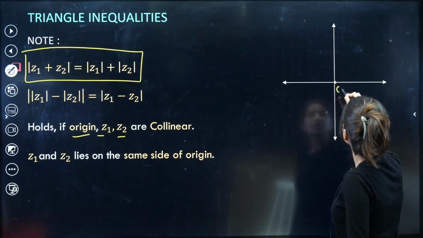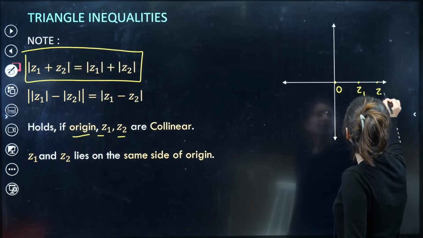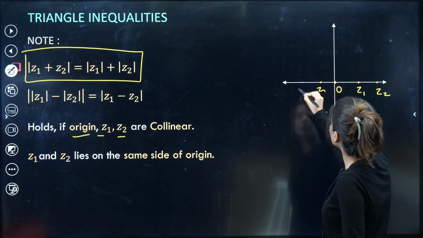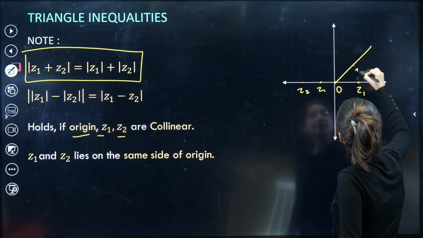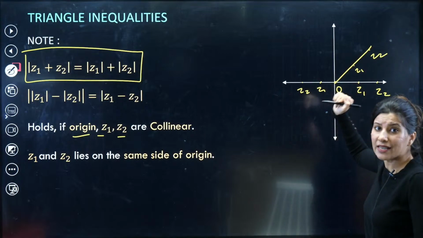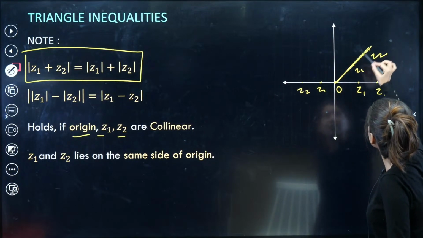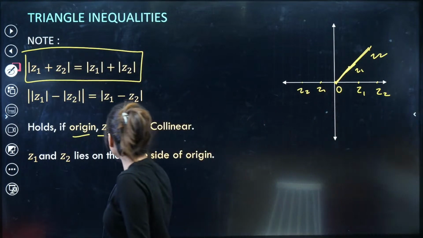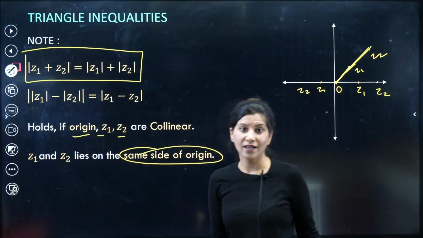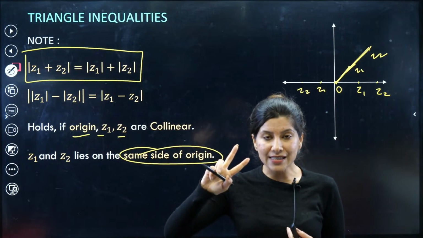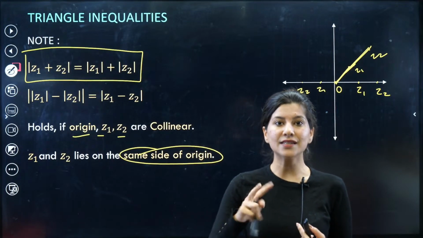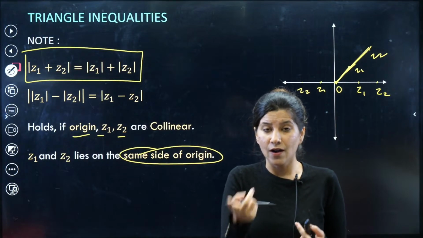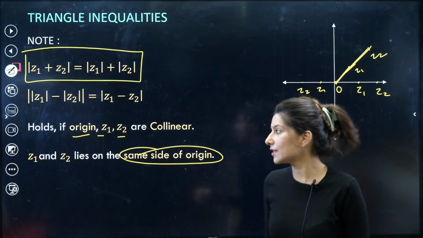So this is your 0, this is your Z1, this is your Z2. If all three are collinear like this, or Z1, Z2 are collinear like this as well, then only we can say that mod of Z1 plus Z2 is equal to mod Z1 plus mod Z2, and also Z1 and Z2 lie on the same side of the origin. Same sign, -3, -4, that is a trick to remember it. So -3, -4 will satisfy, 3 and 4 will satisfy, but when the sign changes, one is negative, one is positive, it is not going to satisfy. What does that mean?